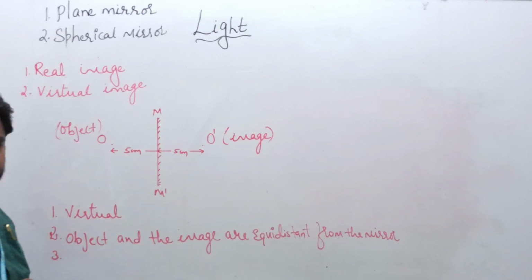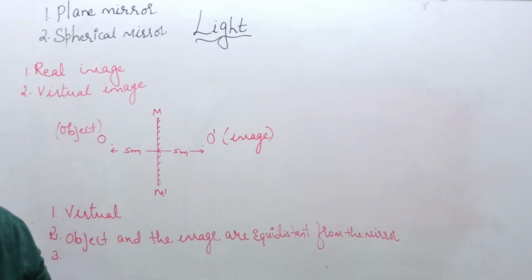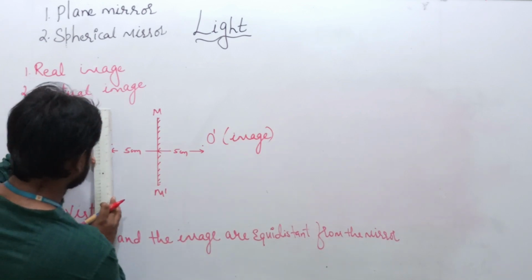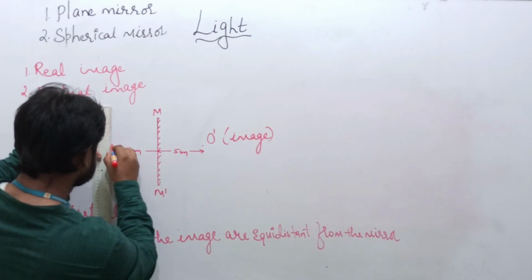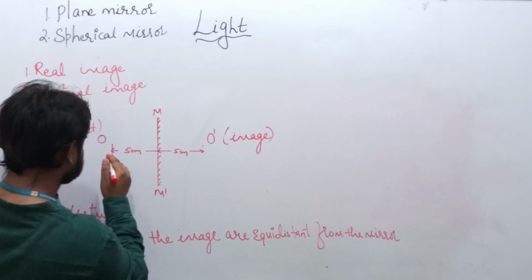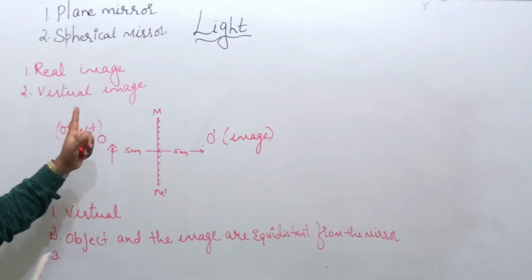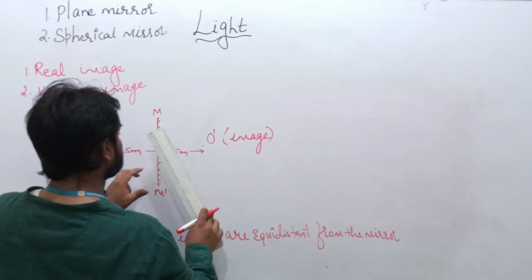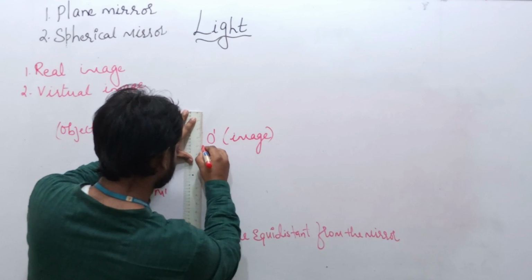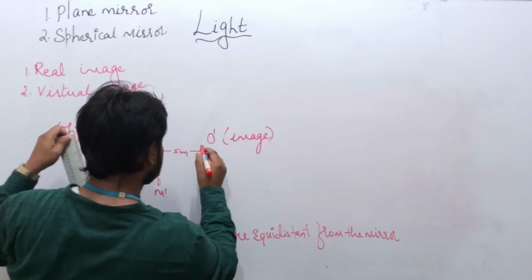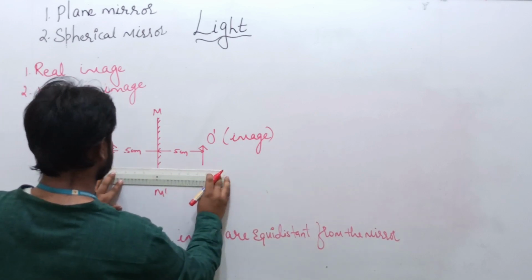The third characteristic: if I take a finite object instead of a point object, and I show the arrow mark, that is, the face is upwards, then at this point also you will get the image erect.